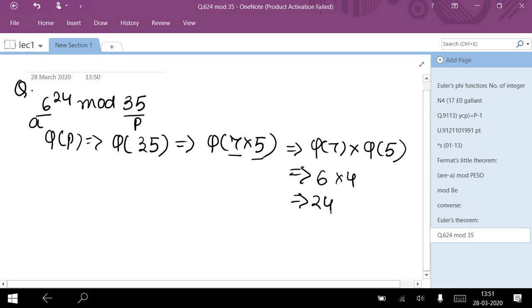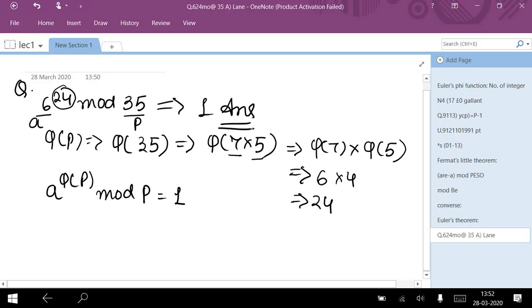Now you can see phi of p, that is 24, is exactly the same as this exponent value. Means it is in the form of a to the power phi of p mod p, and the value of this equation is 1. So directly the answer is 1, because this equation satisfies this equation.